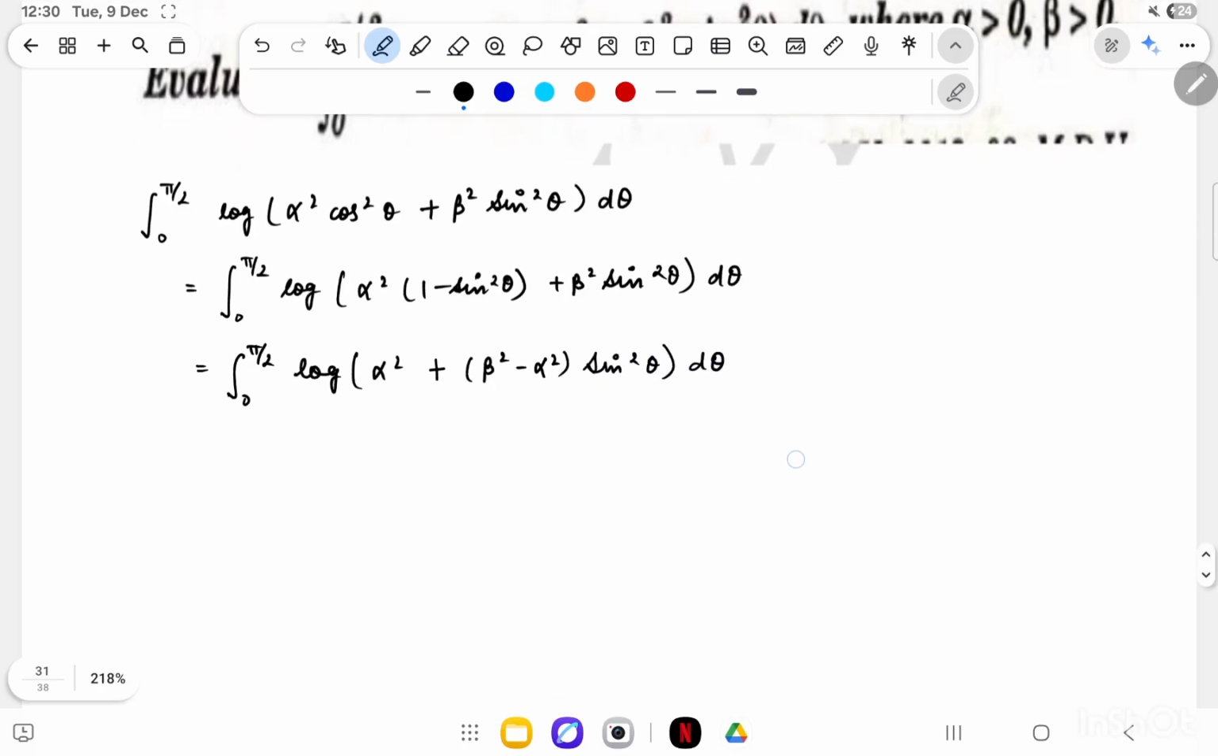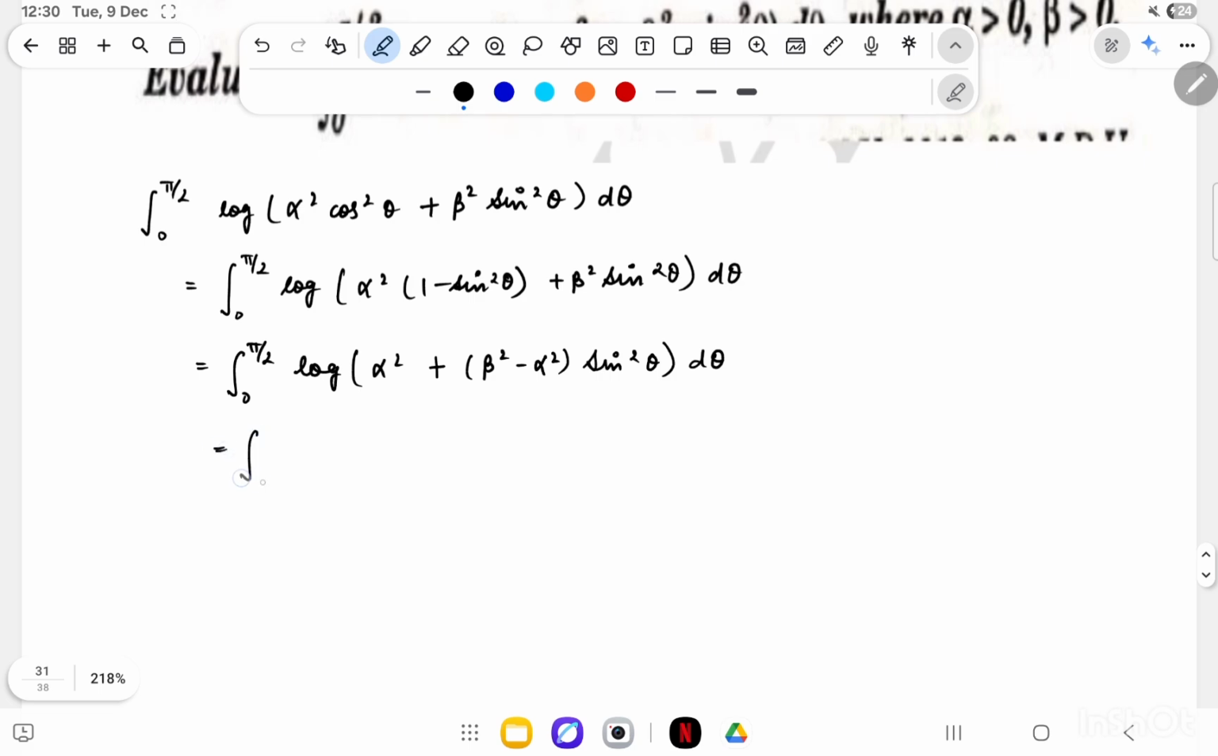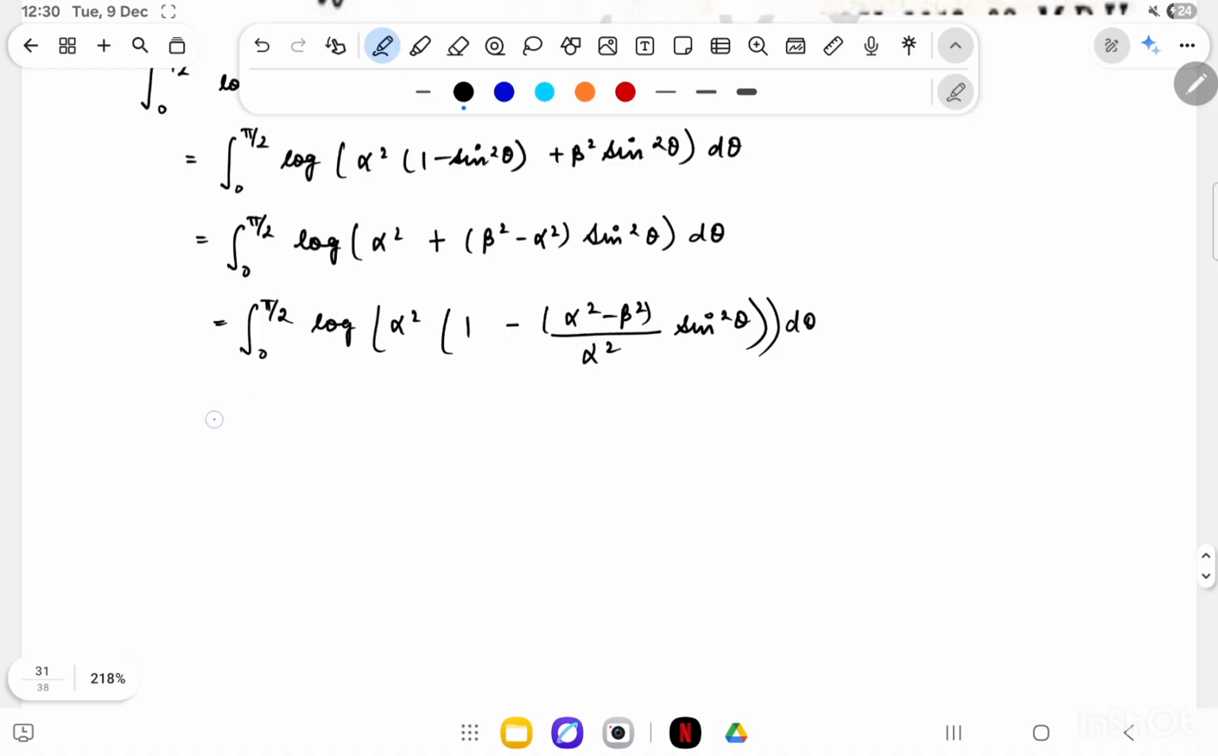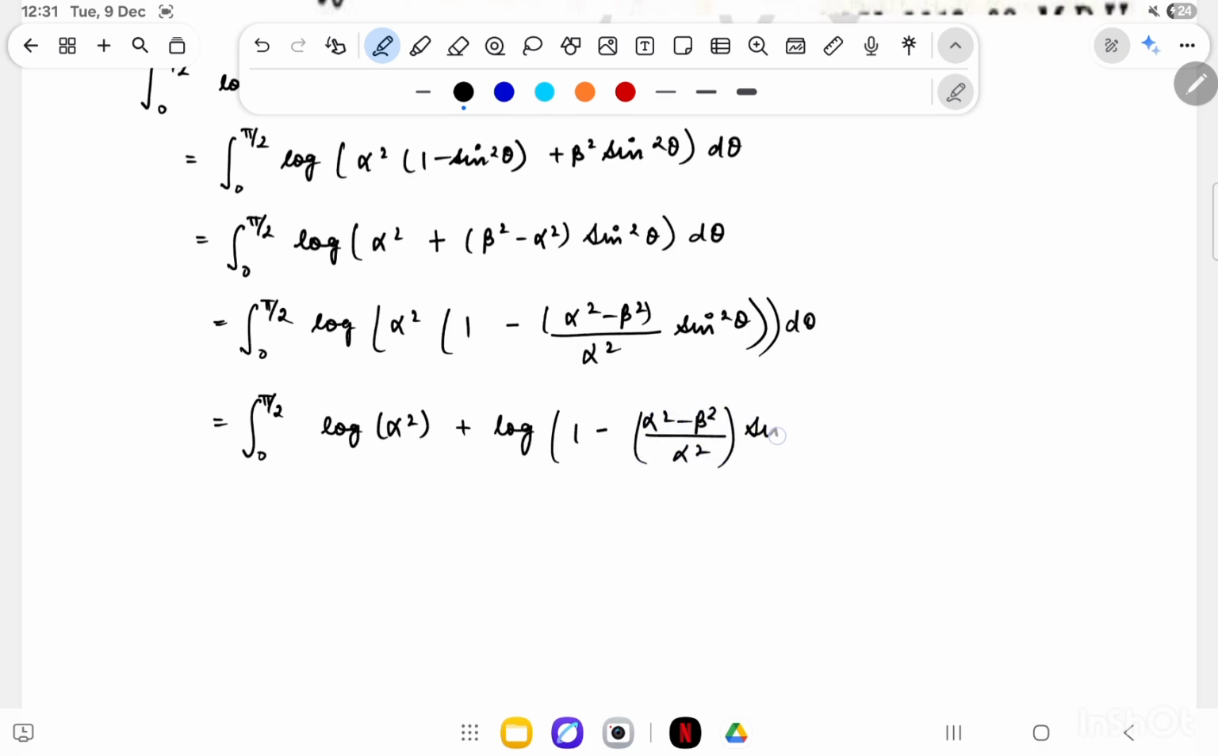d theta, and I can further simplify it to integration from 0 to pi by 2 log alpha square times 1 minus alpha square minus beta square divided by alpha square sine square theta d theta, which is equal to integration from 0 to pi by 2 log alpha square plus log 1 minus alpha square minus beta square divided by alpha square sine square theta d theta.